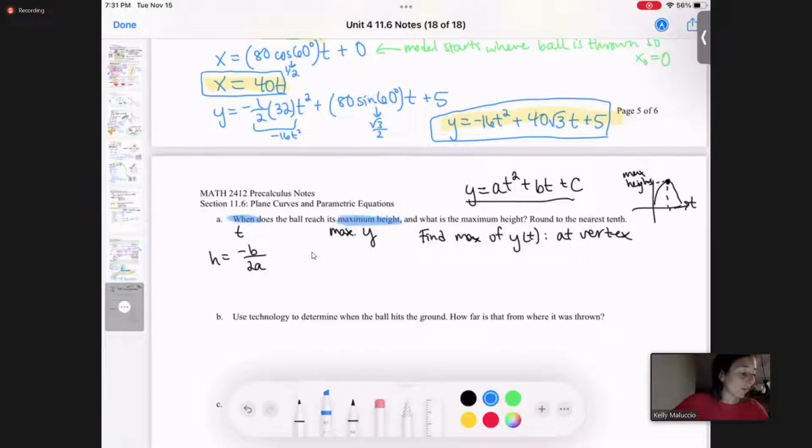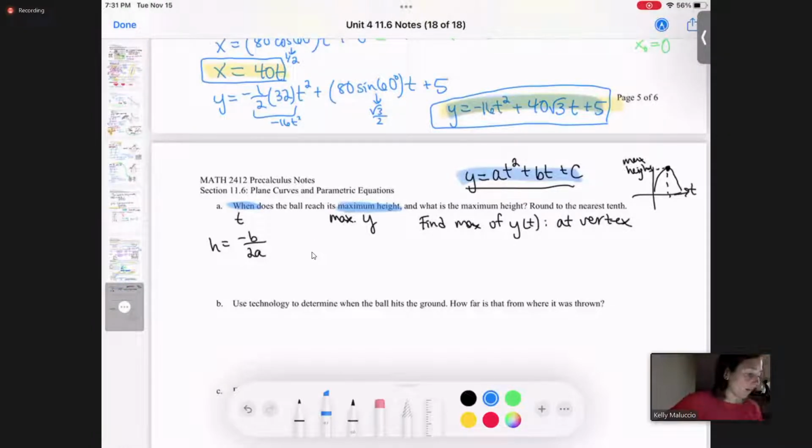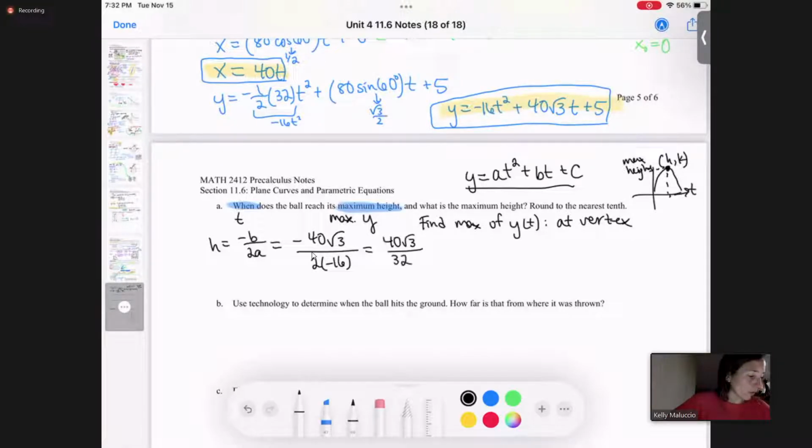And this is exactly the form that is up above, right? So if I want to find the height, the maximum or the vertex, my h, so like this would be like (h, k) or vertex. So if I want to find that, then I'm gonna just use part A. So I'm gonna say negative 40 square root 3, that's the B, over 2 times negative 16, that was the A, right? So then the negatives will cancel each other out, and I get 40 root 3 over 32.